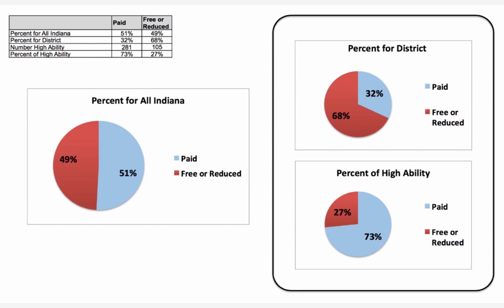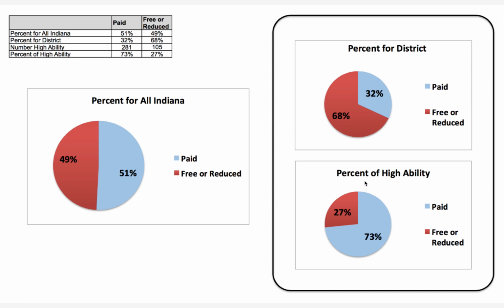On the next page, you can see information about free and reduced lunch. So over here on this side, we have the percent for all of Indiana who are identified as qualifying for free and reduced lunch. And you can see it's nearly 50% of our population across the state qualifies for free and reduced lunch. On this side, it's for the district specific. So the top pie graph is the percent overall for the district, and you can see this one, 68% of the kids in this district qualify for free and reduced lunch.